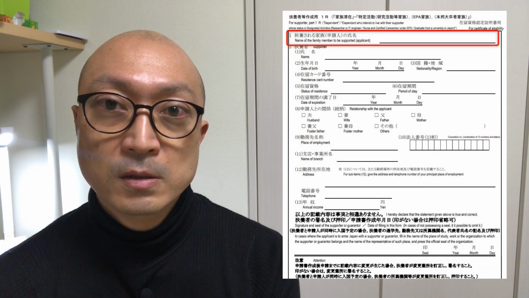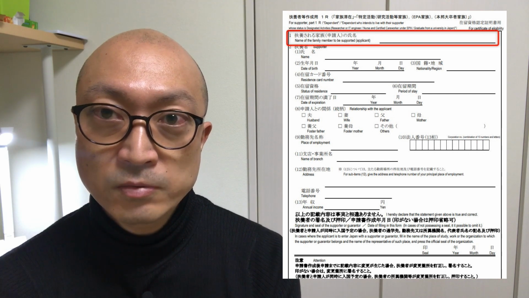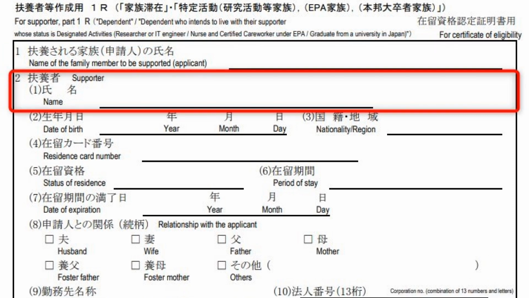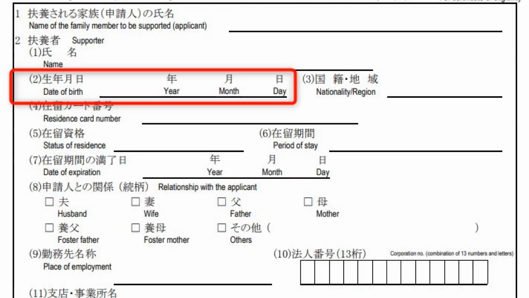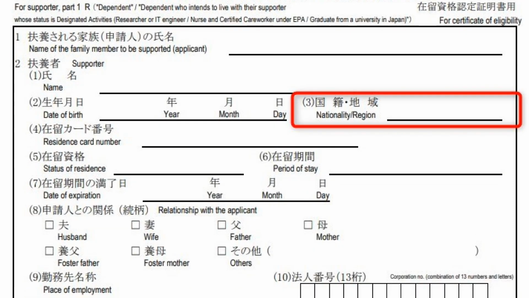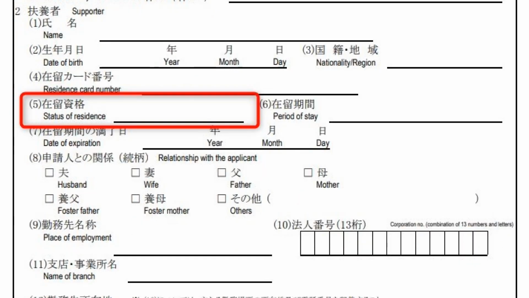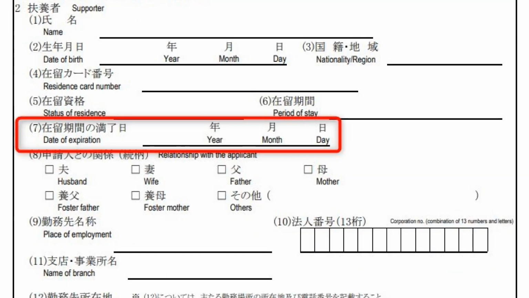Let's move on to the last page. This page is about your information, the supporter's information. Name of the family member to be supported is the applicant's name. Write the name of your spouse or child. Write the supporter's name, your date of birth, your nationality, your residence card number, your status of residence and its period of stay and expiration date.